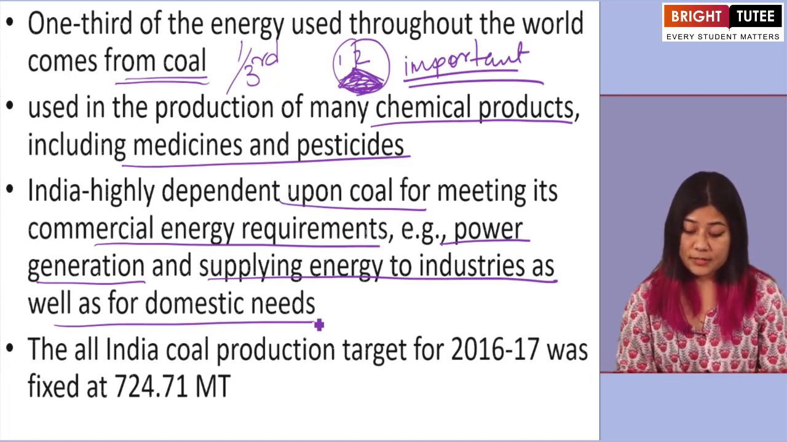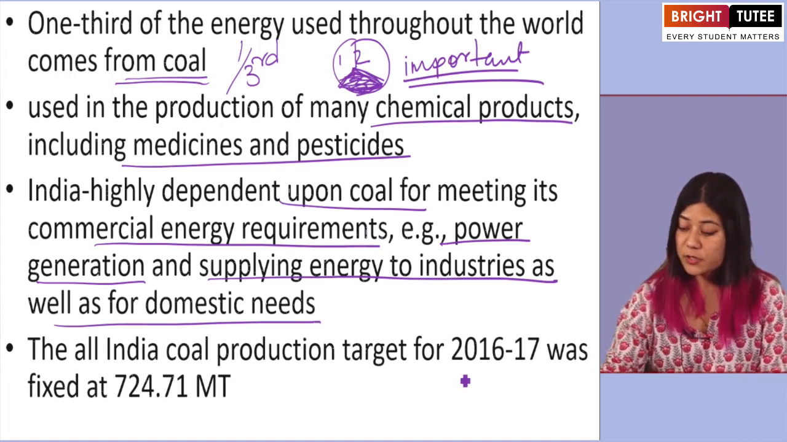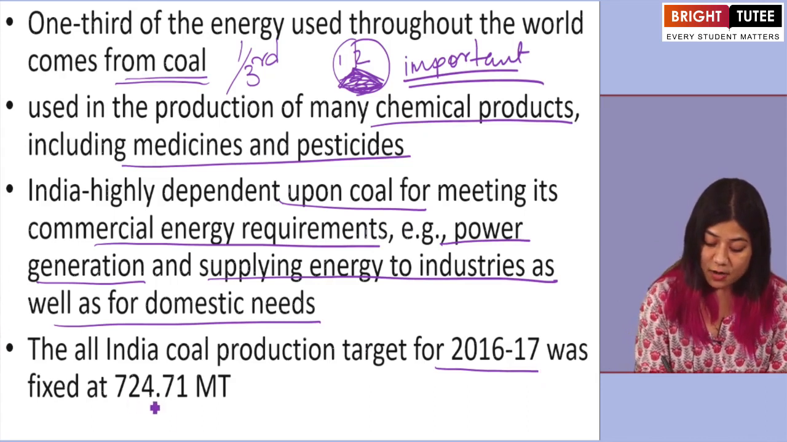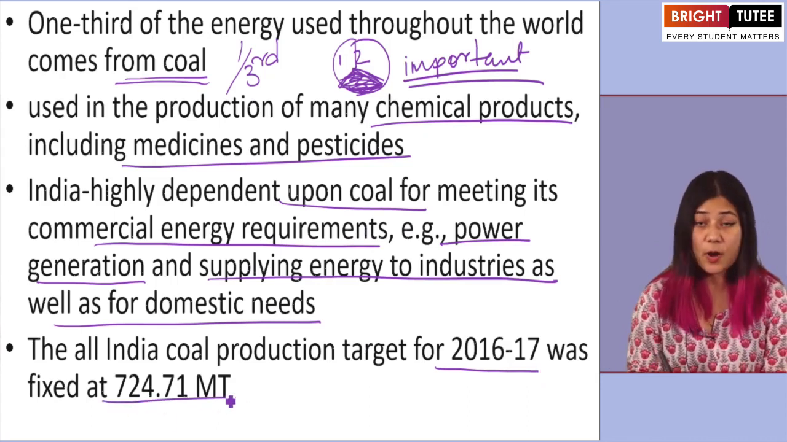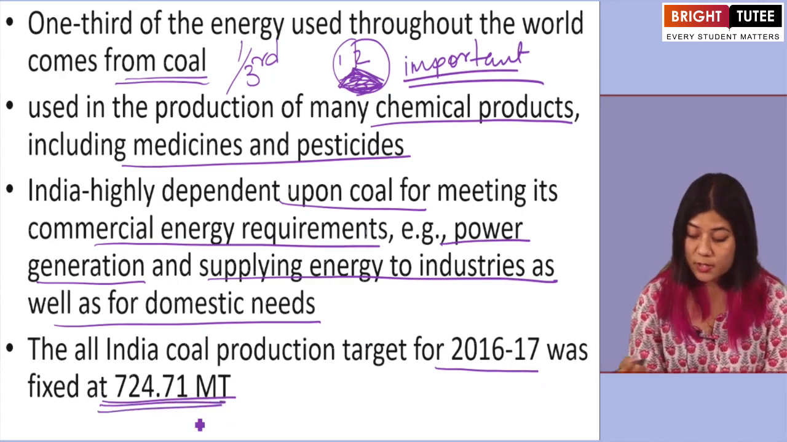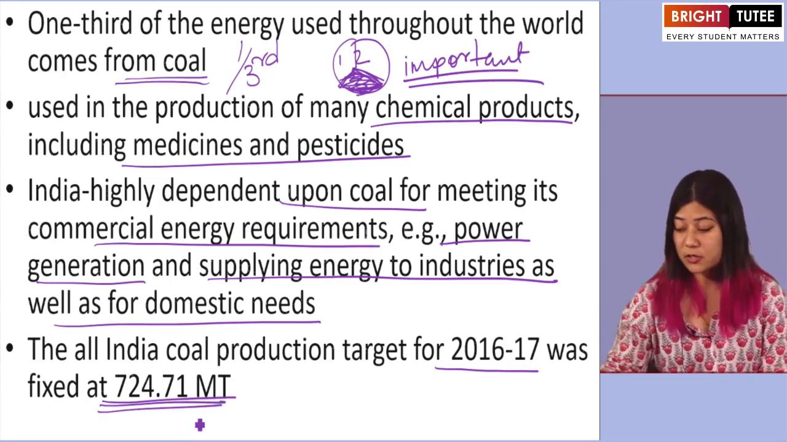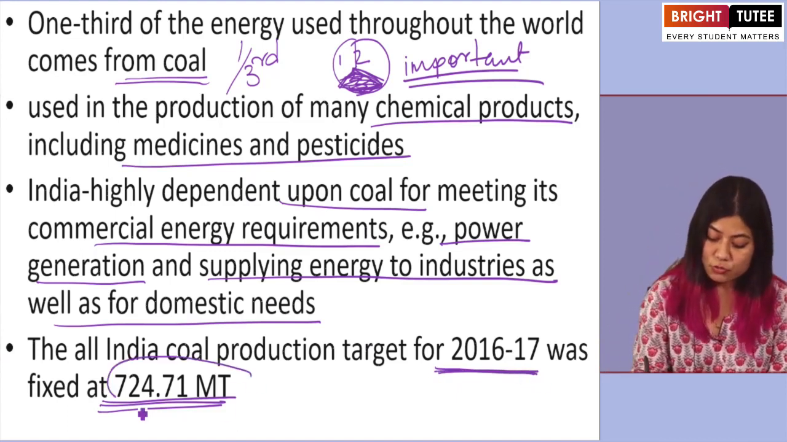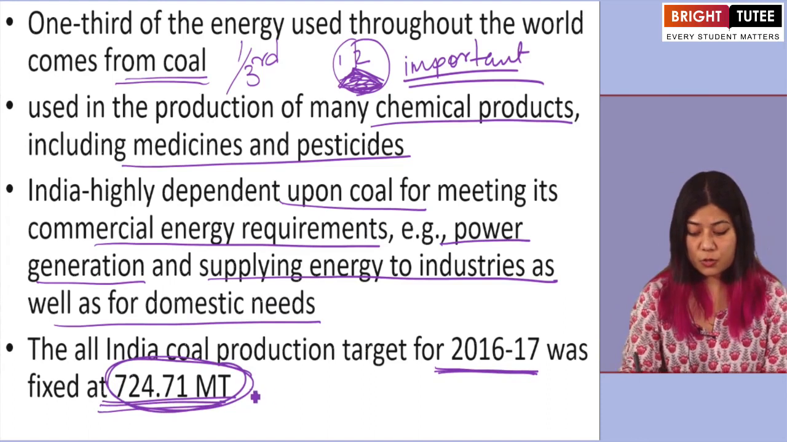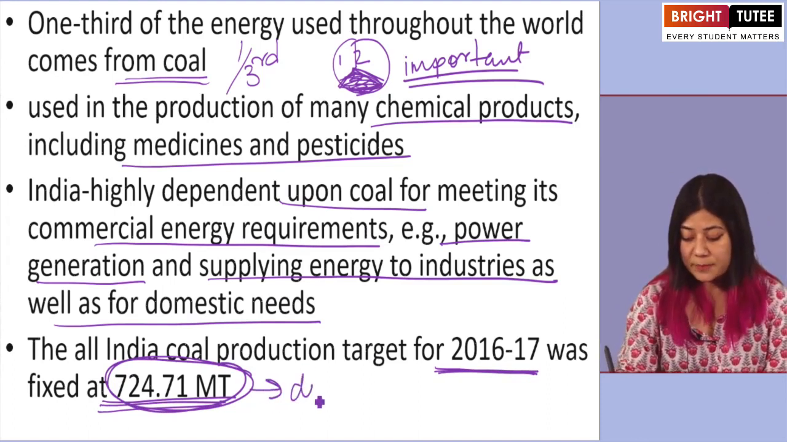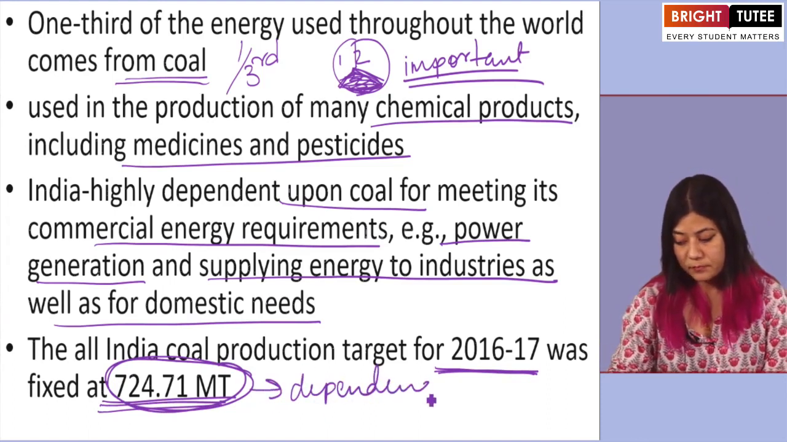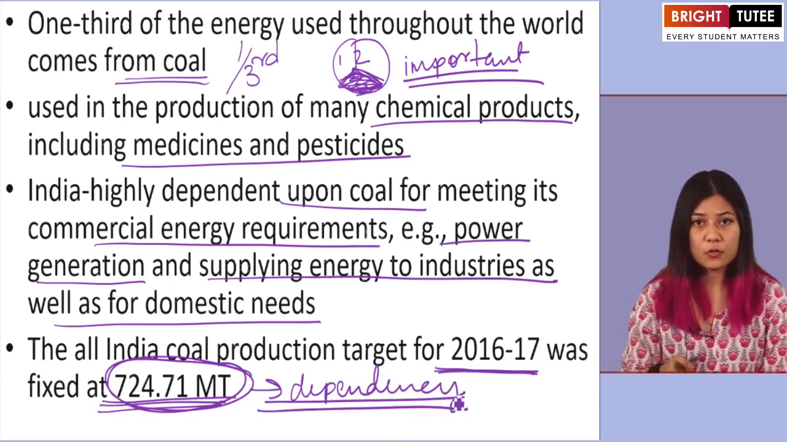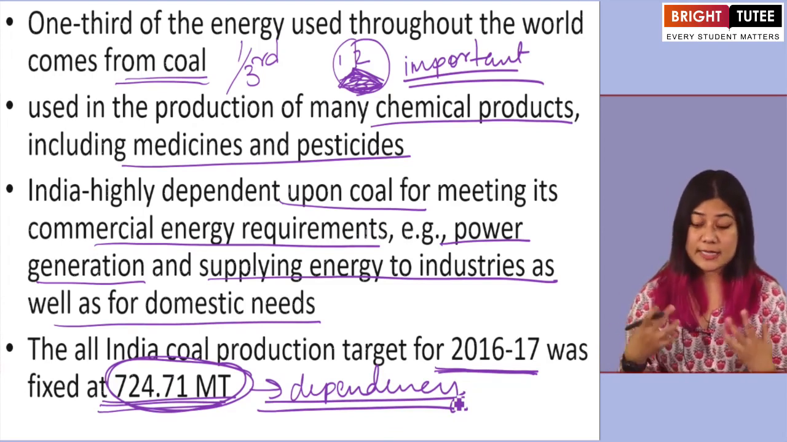The All India coal production target for the year 2016-17 was fixed at 724.71 million tons. This was the target for coal production for the year 2016-17. So it's a huge amount, right? This shows how large and heavy the dependency of our country upon coal is.